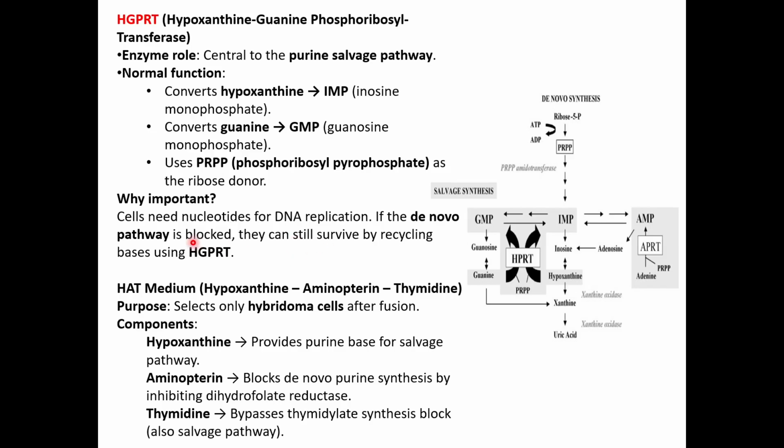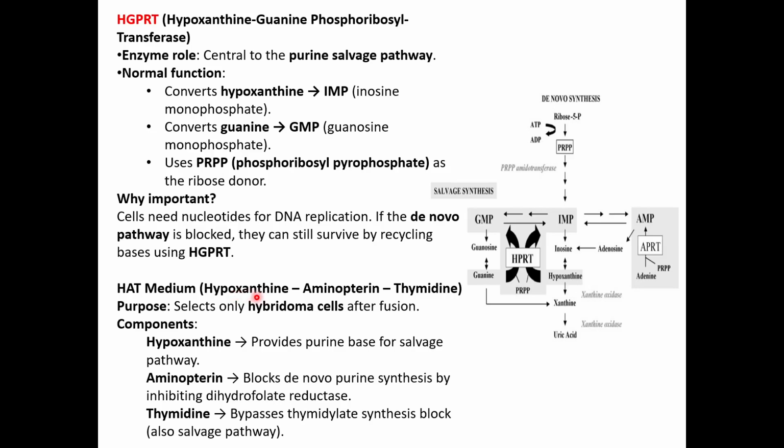So for DNA replication, that is the required nucleotides. So you have your de novo synthesis, and then you have your salvage pathway. So usually we have the de novo synthesis which is used, but if the de novo synthesis is not there, then the cells shift to the salvage pathway where they use GMP, IMP, AMP.